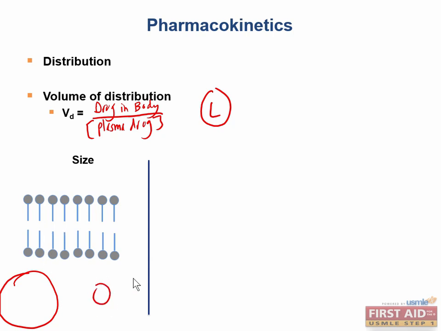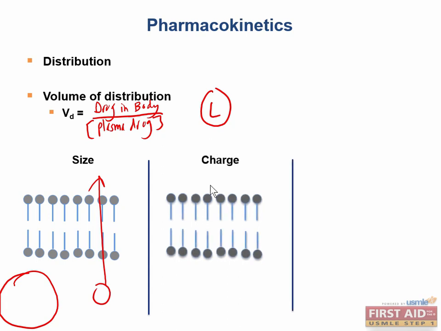On the other hand, let's throw in another drug. We have a small drug, and this can cross the phospholipid membrane easily. So it can distribute into larger spaces. It's not trapped on one side of this membrane. It can readily cross, therefore it'll distribute to larger areas. So the smaller the drug, the higher the volume of distribution. Now, what effect do you think charge has on the volume of distribution?